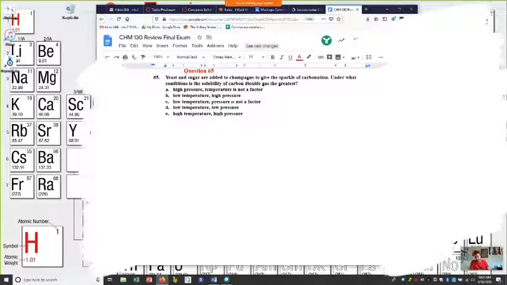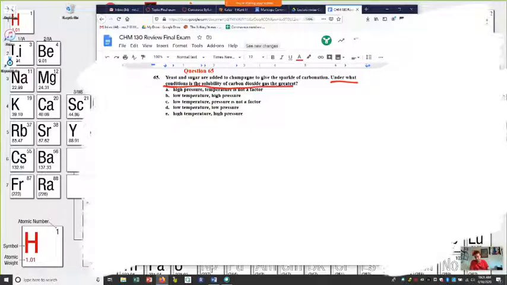So, yeast and sugar added to champagne to give the sparkle of carbonation. So this is again them trying to provide the real world application, which is an interesting one because they're referencing champagne, which for a class with an average age that's probably lower than 21, not the greatest or easiest reference. But we're assuming people have seen this or understood something about champagne. And that's why they follow it up with a statement. What are the conditions in which carbon dioxide gas is the greatest?